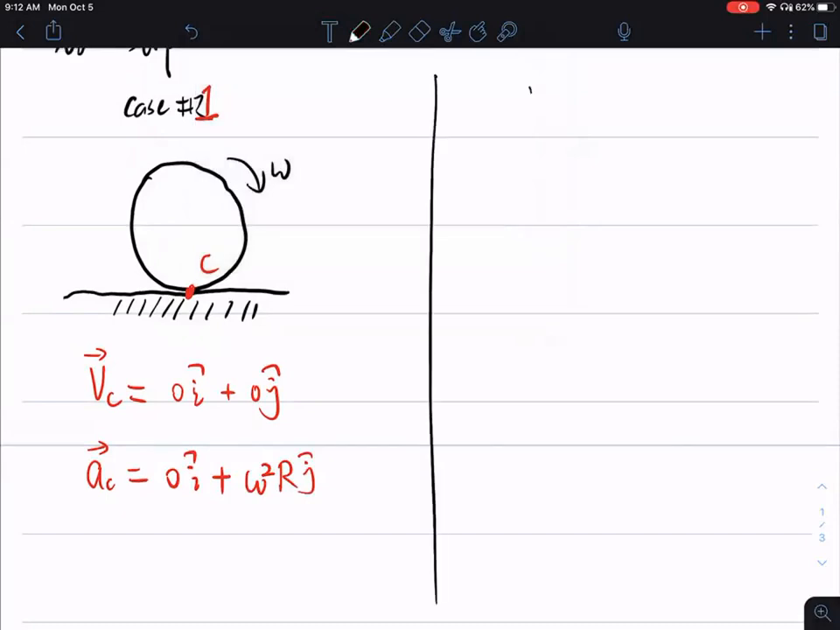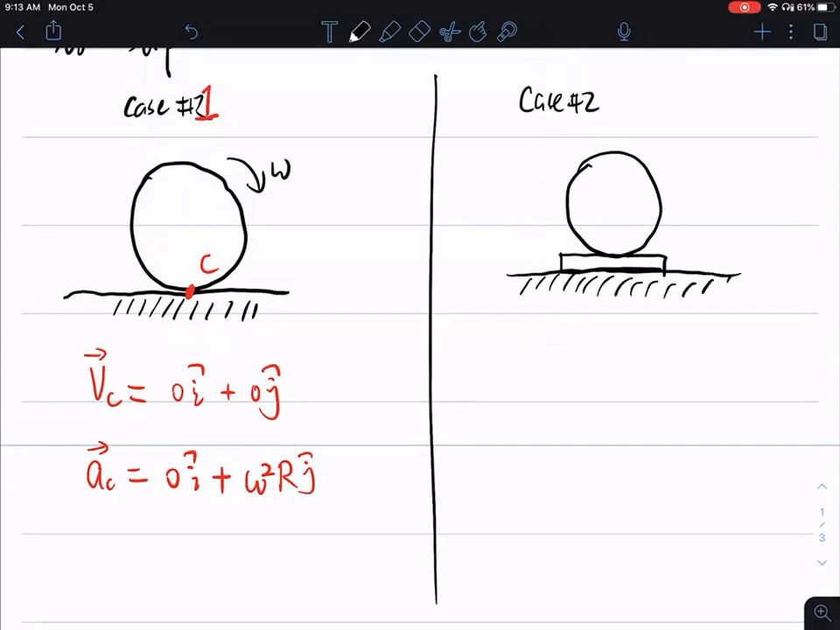Rolling without slipping, case number two. I think this is where most of the mistakes in your homework come from, as far as I can tell. What does case two look like? Case two is when you have a wheel that's rolling on top of a block. That block is sliding on a surface with a certain speed. Let's call that VB and AB.